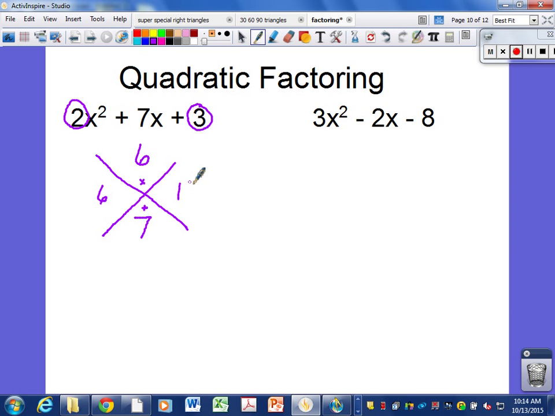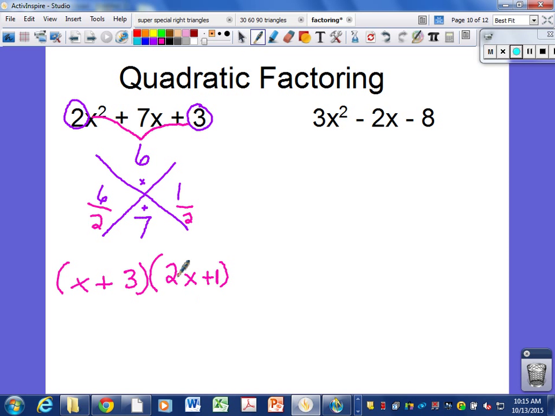So here we have 6 and 1. Now, because we multiplied by 2 to get in, we have to divide by 2 to get out. This is the way it is. Because we multiplied 2 times 3 on top, we have to divide by 2 to get out. So, does 2 divide 6? Yes, it does. So this gives us our nice linear factor of x plus 3. Does 2 divide 1? No, it doesn't. So this gives us our coefficient factor, 2x plus 1.